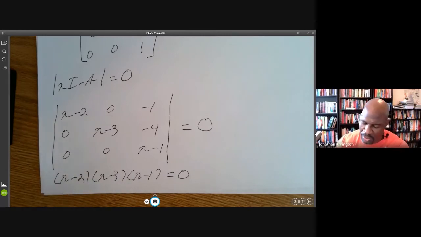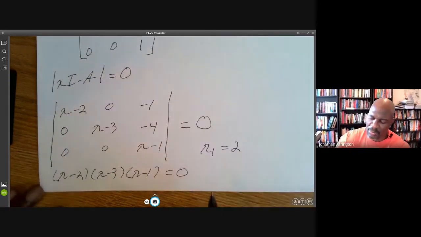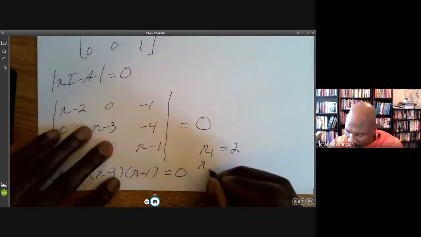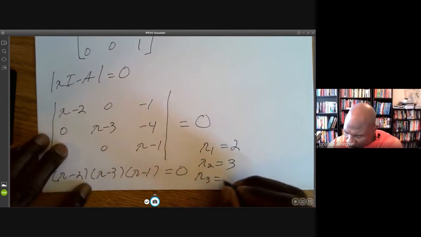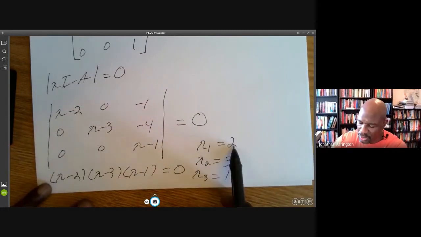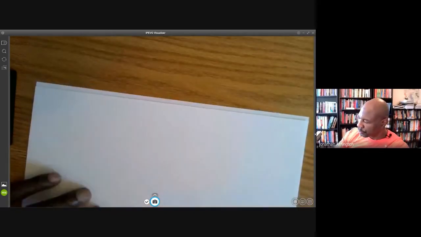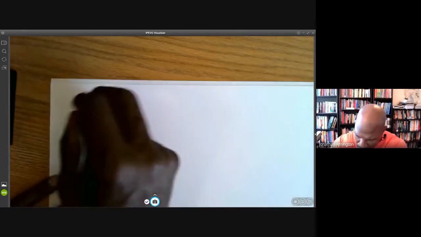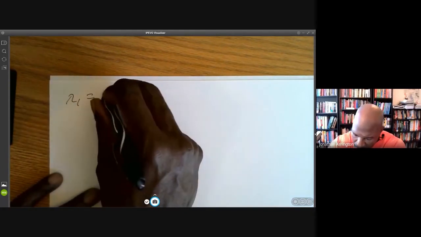I'll just use the first one. So I'll say lambda 1 is 2, and I'm going to find an eigenvector for this particular eigenvalue. Again, there are 2 other eigenvalues, an eigenvalue of 3 and also an eigenvalue of 1. But I'll just find an eigenvector for this eigenvalue of 2. All right, let's go through that process. So let me just remind myself that the eigenvalue I'm using here is 2.